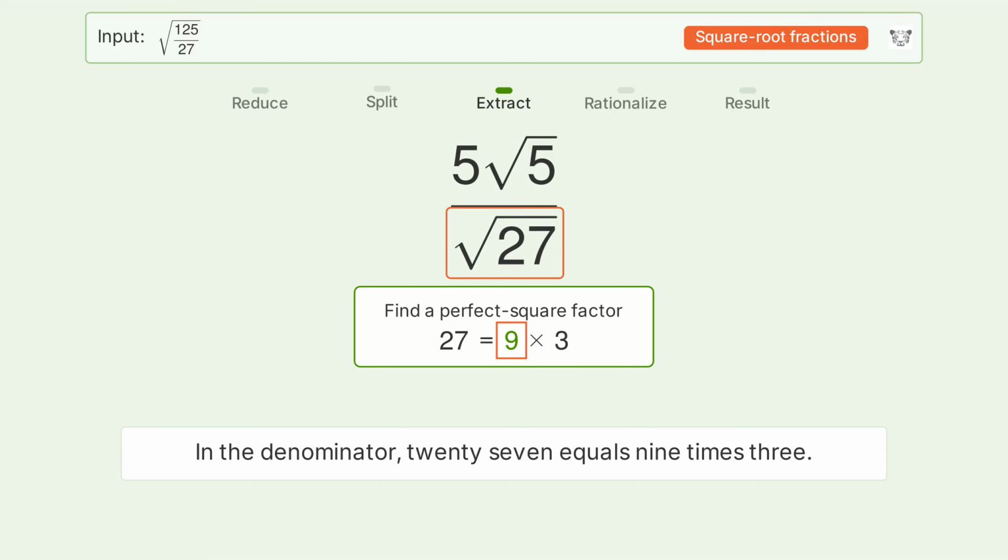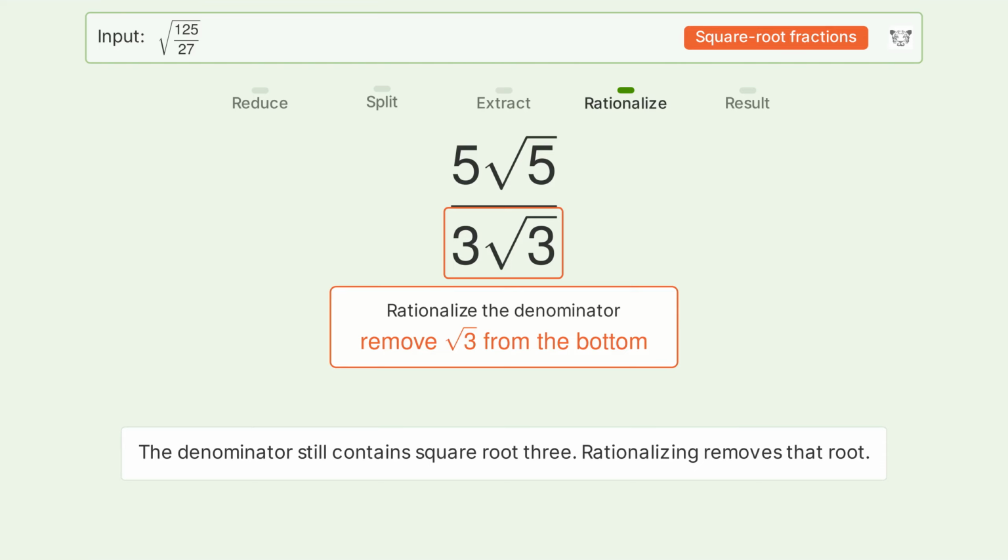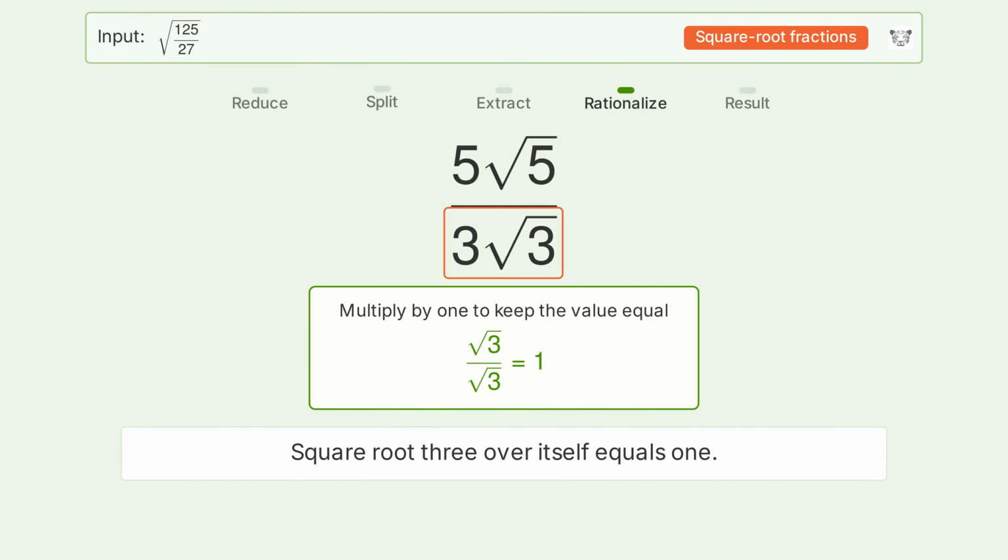In the denominator, 27 equals 9 times 3. The root of 9 is 3, so move it outside. The denominator still contains square root 3. Rationalizing removes that root. Square root 3 over itself equals 1.